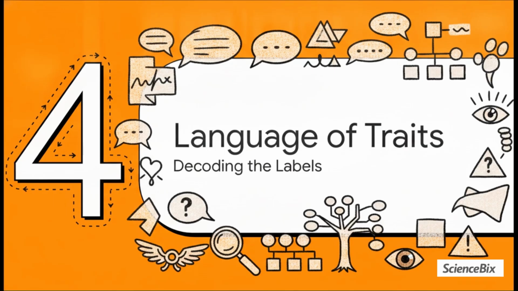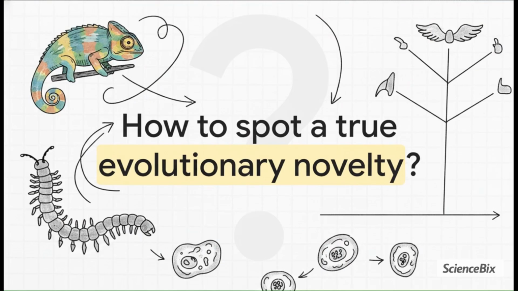All right, moving into part 4, the language of traits and decoding the labels. So let's shift gears and focus on the specialized language our mapmakers use to label these changing roads of evolution. It's easy enough to spot a new trait visually when you're just looking at an animal, right? But biologists have some very specific, somewhat tongue-twisting terminology to describe these exact evolutionary upgrades on our maps.